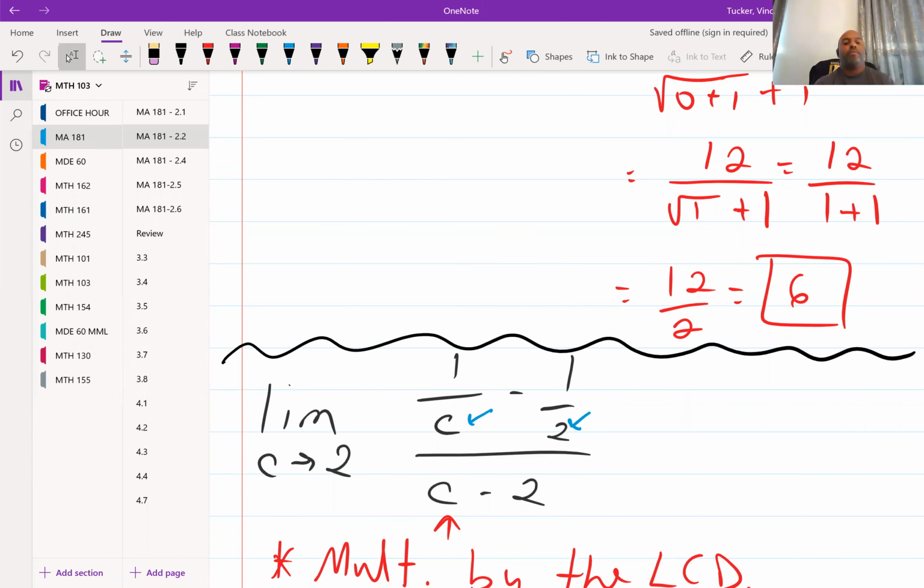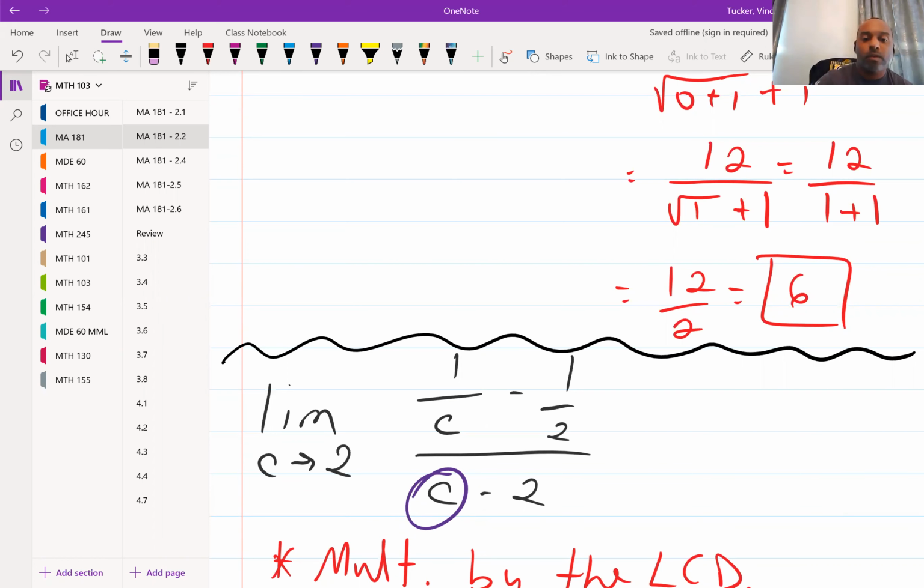All right, so here we have the limit of (1 over c minus 1/2) over (c minus 2) as c goes to 2. And we see that if I were to plug in 2 right here for c, 2 minus 2 would give me 0 in that denominator. And so we do not want that. So we're going to have to manipulate the problem in some kind of way in order to prevent that situation.